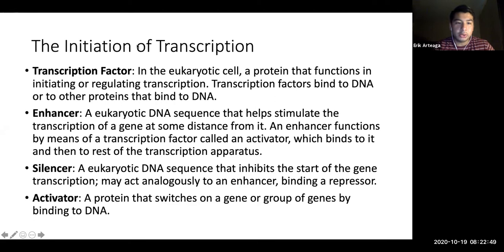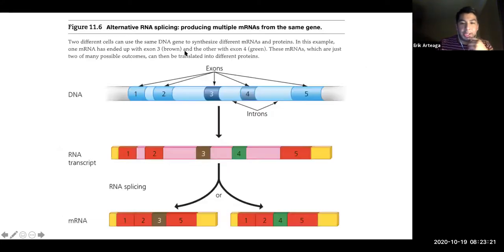All right, the initiation of transcription. So we have a transcription factor in a eukaryotic cell, a protein that functions in initiating or regulating transcription. Transcription factors bind to DNA or to other proteins that bind DNA. Enhancer, again, it's the same thing. It's going to be stimulating that gene for transcription. A silencer in a eukaryote is a DNA sequence that inhibits the start of a gene in transcription, right? An activator is a protein that switches a gene or a group of genes on by binding to DNA, okay?